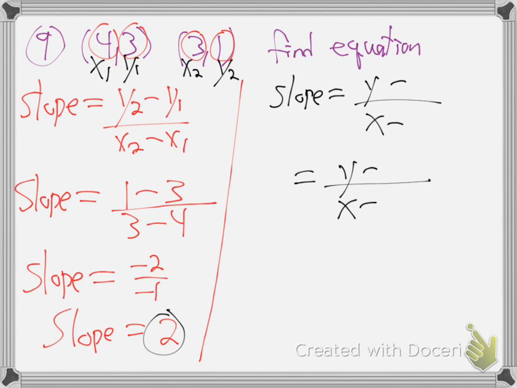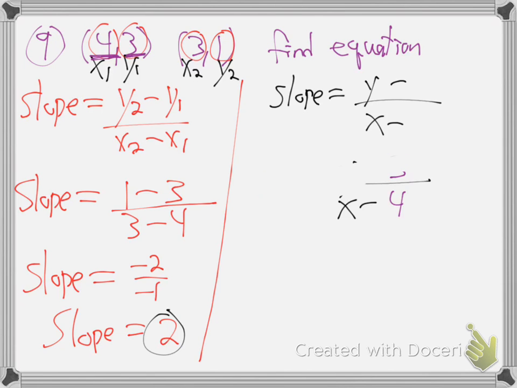Let me change the color there for clarity. So the slope is 2. And then I'm going to grab 4 and 3. The 4 is the x, goes behind the x. The 3 is the y, goes behind the y. Or you could grab the other pair. It doesn't matter. Now, what do I do to cross multiply that?